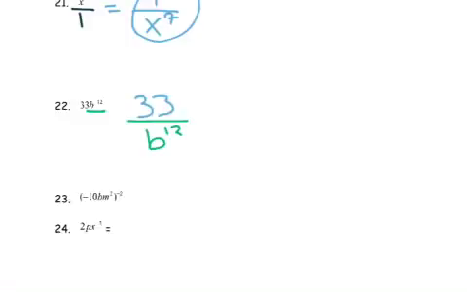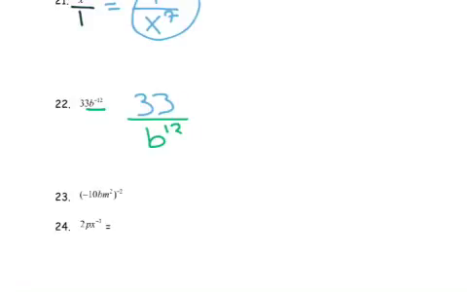Okay, 23 is a biggie. For 23, there are different ways to do it. One way, you might want to distribute everything. So if I do that, I have negative 10 to the negative second power times b to the 1 times negative 2, which is negative 2, and m to the 2 times negative 2, which is negative 4. These all have negative exponents, so you must change the location. These are all in the numerator, so they all must go to the denominator.